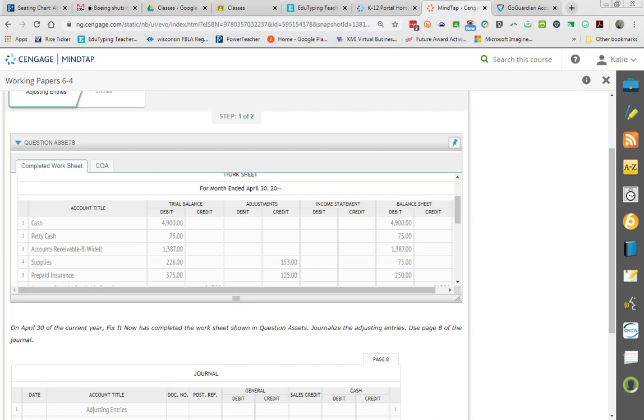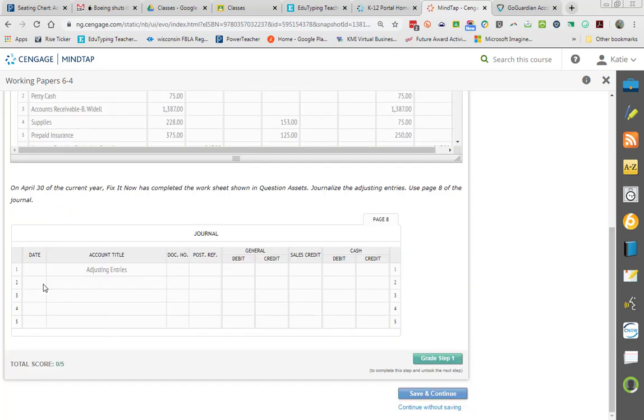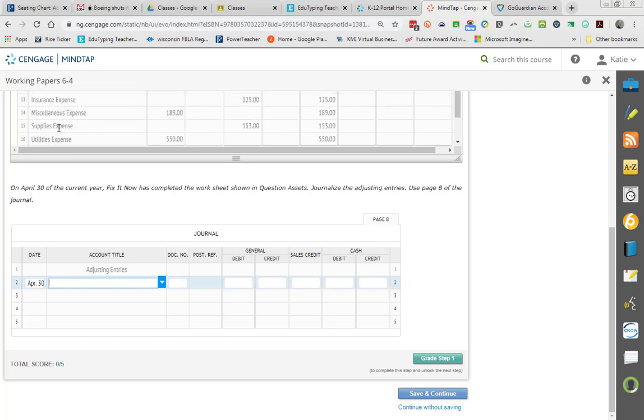Because we don't have the month on there yet, I'm going to need to go ahead and put in April 30 on my journal. And now I'm going to list my first adjusting entry. I have supplies being credited, but when I look down, I see supplies expense is being debited. So supplies expense is going to go first. No source document for 153. And then I will credit supplies for 153.